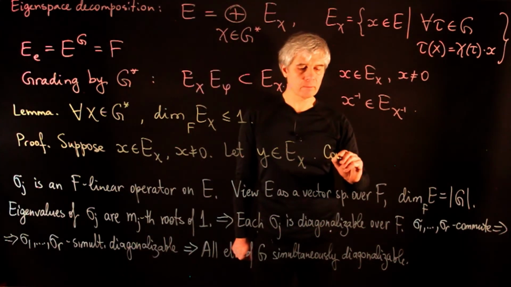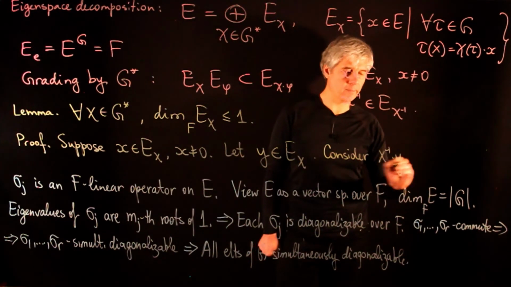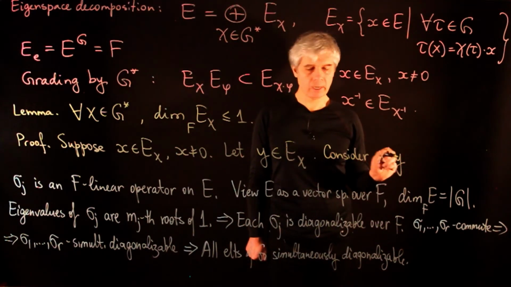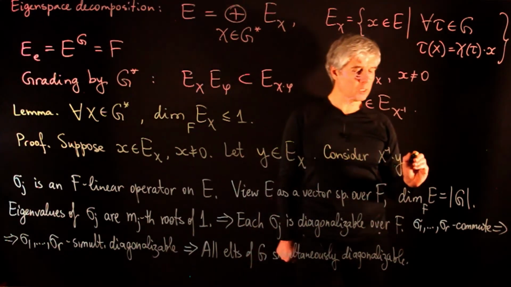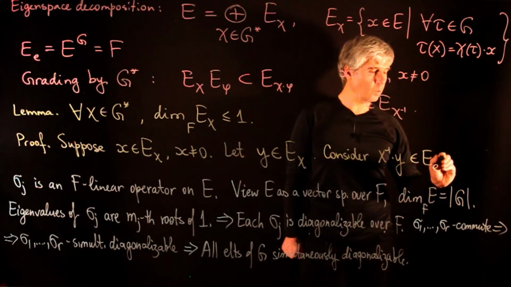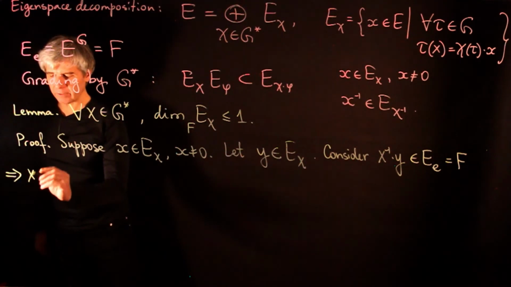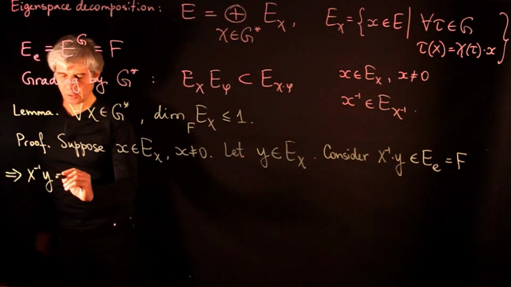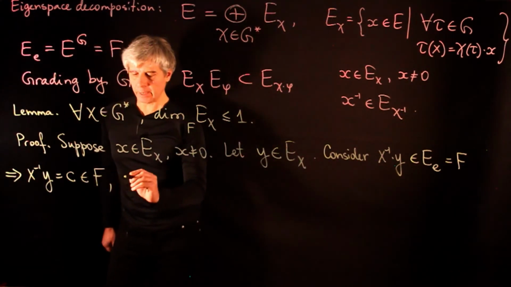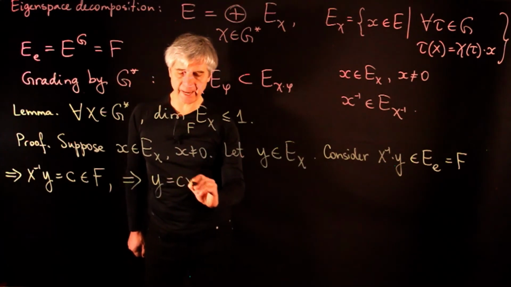Now, consider x inverse times y. Since x inverse belongs to E chi inverse, and y belongs to E chi, this belongs to E with the identity component, which is equal to F. But then we can write x inverse y is equal to c for some c element of F, and then of course it follows that y is equal to cx.